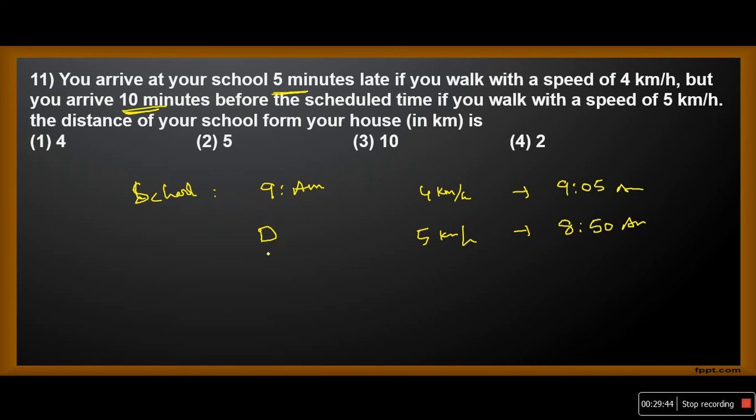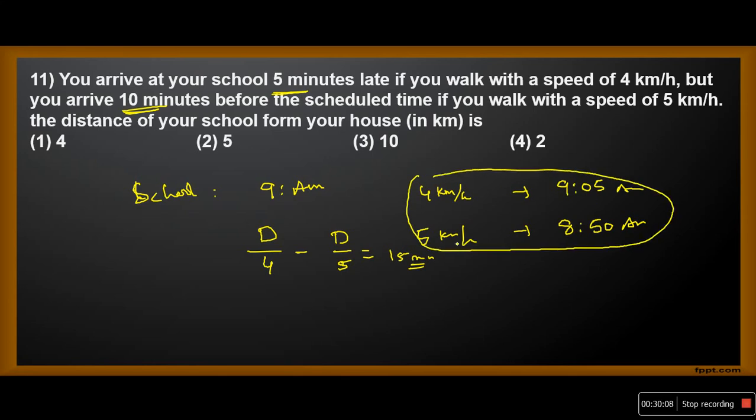It means the time taken when you are traveling at 4 km per hour is d by 4, minus the time taken while traveling at 5 km per hour, d by 5. What is the time gap? We are getting 15 minutes. Is it clear how you are getting this? When traveling at 4 km per hour you are 5 minutes late, so 9:05, and at 5 km per hour you are 10 minutes early, so 8:50. We are assuming the time is 9 a.m. Even if you assume 8 a.m. or 10 a.m., you will get the time difference as 15 minutes only.